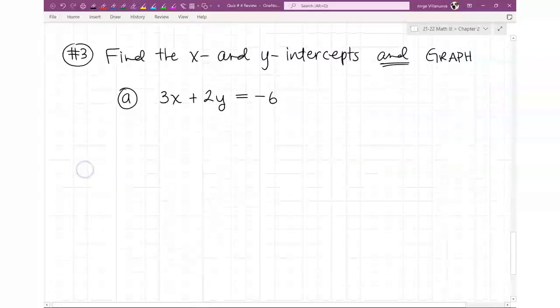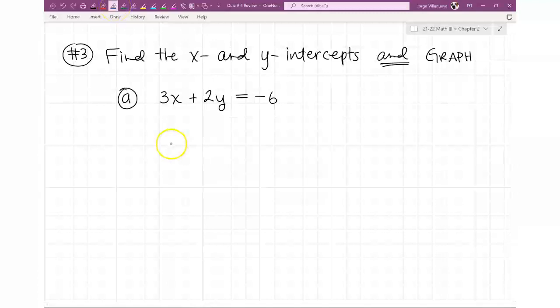All right, last set. Now this one takes a little bit of time, but the work is not terrible. Okay, but it does take a little bit of time. And after we're done with 3A and B, we're done, and you guys can have some free time. Okay. So 3A, they want us to find the x and y intercepts.